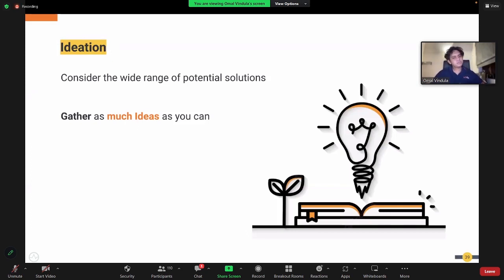To come to ideation, you should be 100% sure about the problem that you're trying to solve, because this is where you try to find potential solutions to that problem. If you have the wrong problem, you will have wrong solutions, right? So ideation is all about gathering as many ideas as you can and coming up with a wide range of potential solutions. Sometimes these solutions might be crazy and sound stupid. That's okay. You just list them down. Sometimes the craziest solutions are the best solutions that you can give.